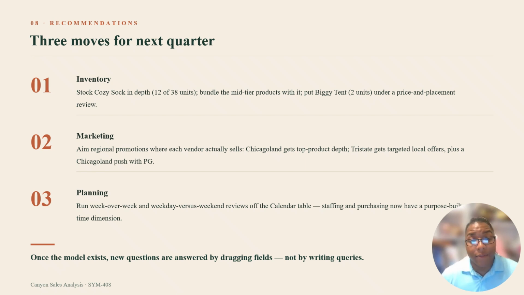Third, planning. Run our week over week and weekday versus weekend reviews straight off the calendar table. Staffing and purchasing decisions now have a time dimension built for them. The bigger point is this. Once the model and the measures exist, new questions get answered by dragging fields instead of writing queries. This is the real value of this build.